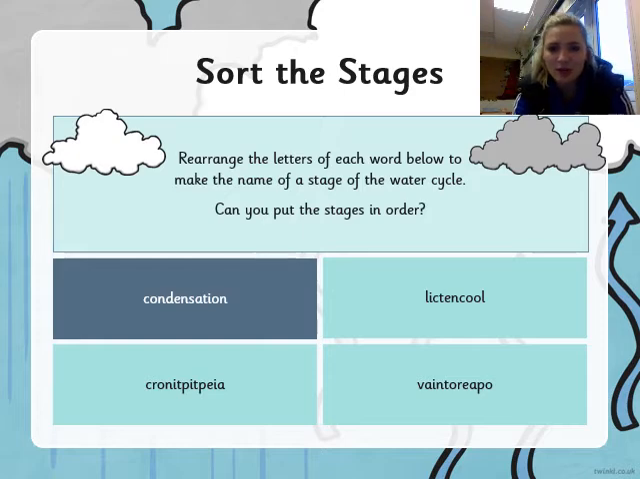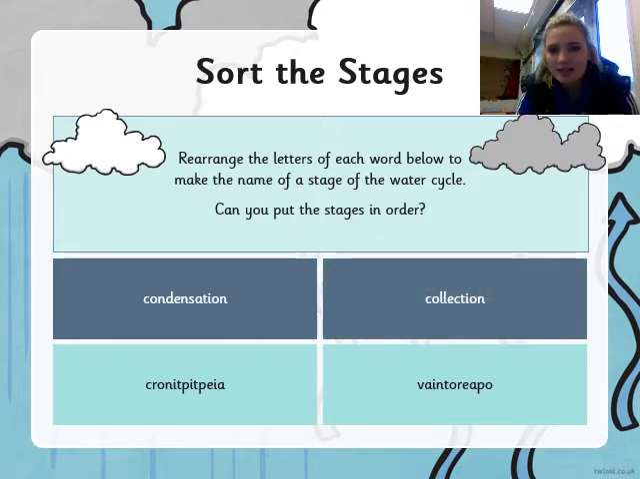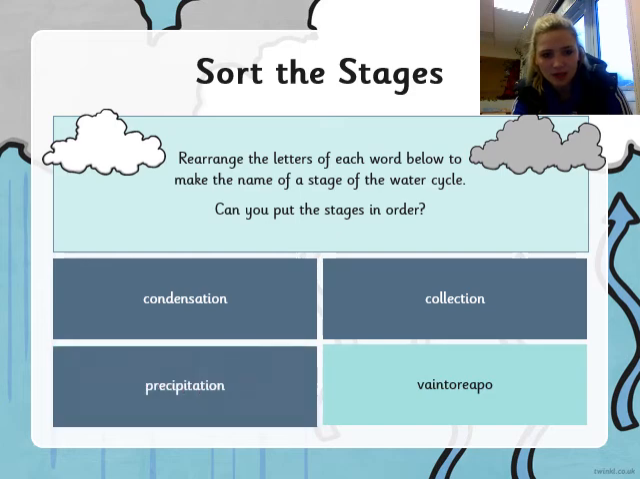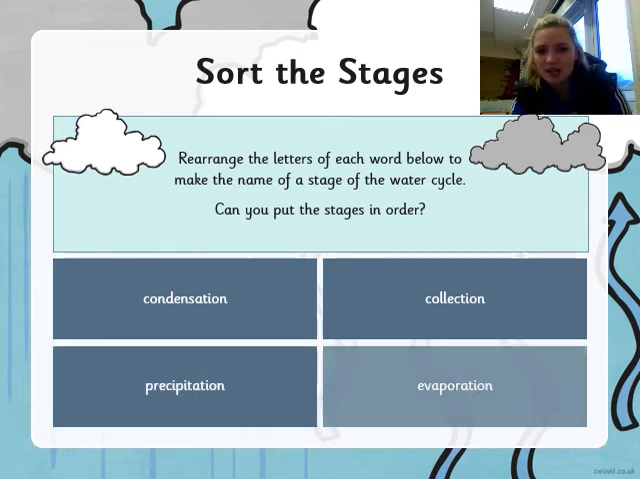Okay, the first one should have been condensation. The second one, collection. The third one, precipitation. And the fourth one, evaporation.